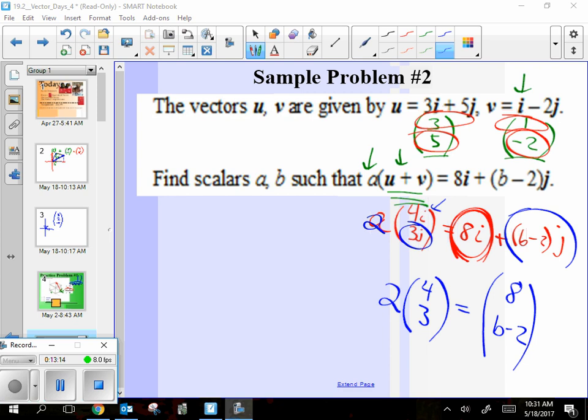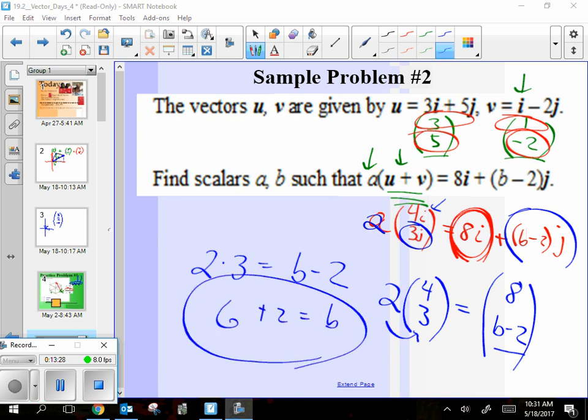So, obviously, 2 times the 4 makes the 8. 2 times the 3 makes b minus 2. Add 2 to both sides. 6 plus the 2 equals the b. B must equal 8. Okay. So I think the moral of the story was, in this case, putting them in column vectors was probably the way to go.